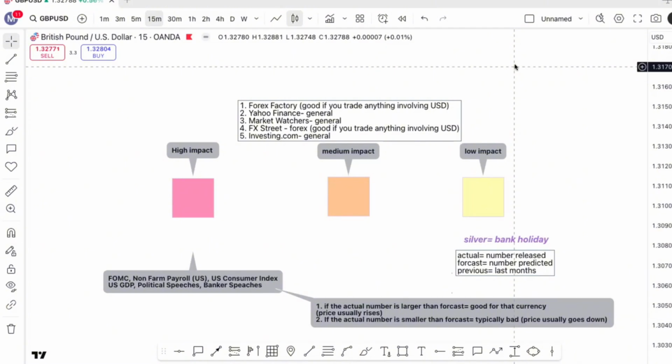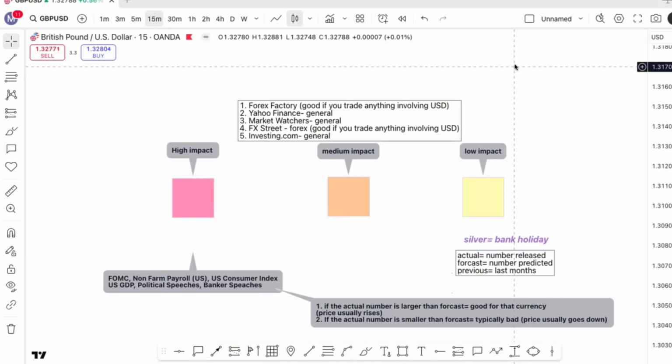This is because it gives a lot of data that involves currencies and just the US dollar in general. And I heavily trade stuff that involves the US dollar, like GBP USD and gold. It's really, really helpful.